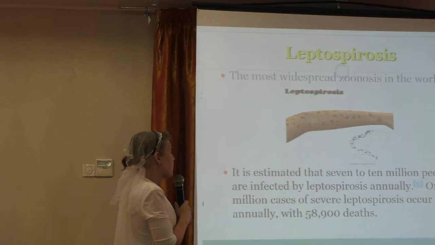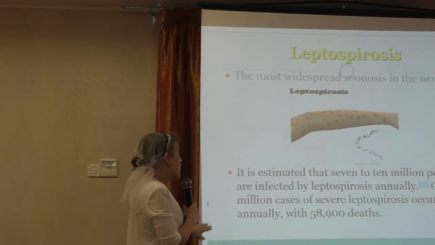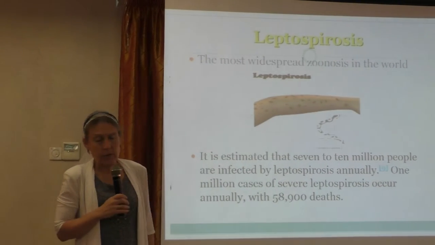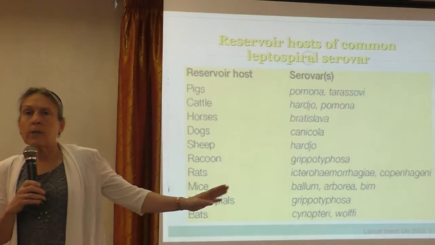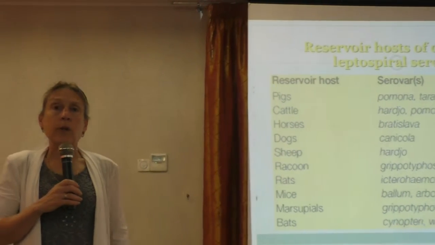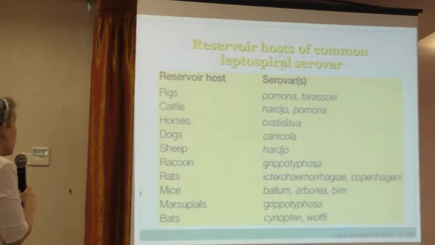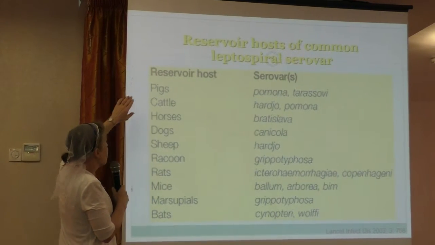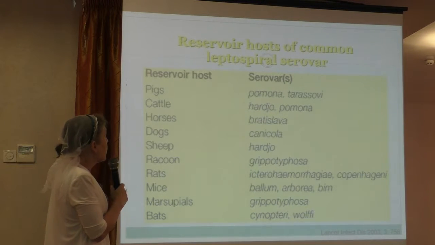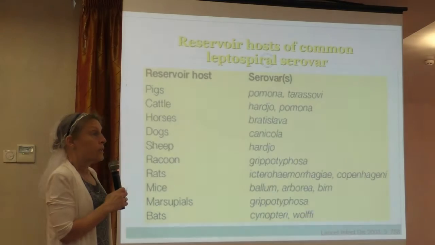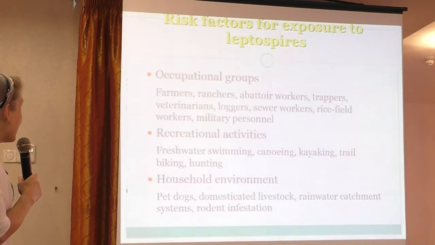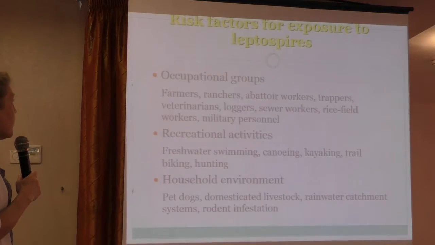7 to 10 million people are infected annually, and of those, 1 million are severe, and 59,000 deaths. So this isn't one of the biggest killers, but this is the biggest infection transferred by an animal in the world. And here are all the different reservoirs, tons of them. Lots and lots of different kinds of leptospirae, over 100. So I didn't bore you with the whole list. Go ahead, next slide. And where do we get it?